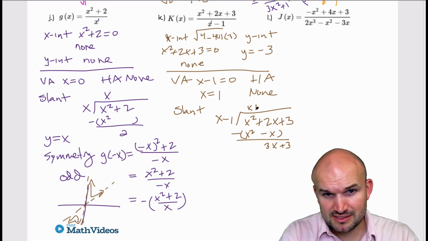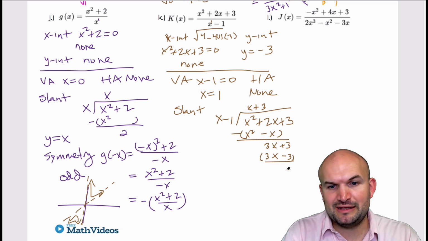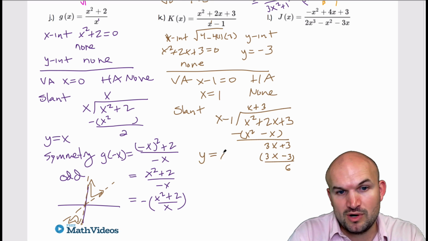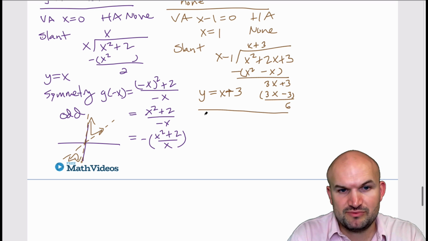x goes into 3x plus 3 times. 3 times x is 3x, and 3 times negative 1 is negative 3. It doesn't matter here again that my remainder is 6, because again we're only concerned with the quotient. So the slant asymptote is y equals x plus 3. Let's go ahead and check our symmetry because we've run out of work.